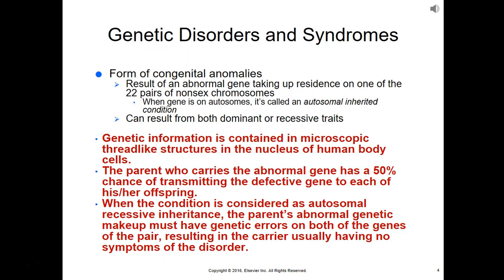So sometimes parents have a kid with a genetic anomaly or disorder or syndrome, and they aren't sure where it came from because they are fine. And it turns out that it ended up catching up with their child. So sometimes that's a bit of a struggle for parents.